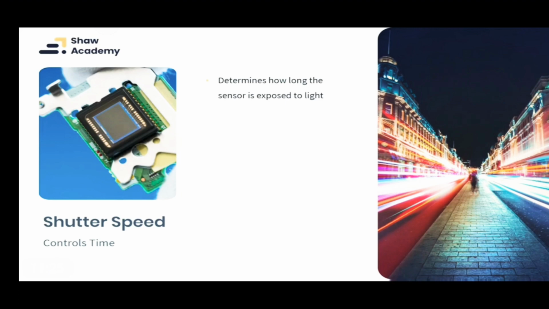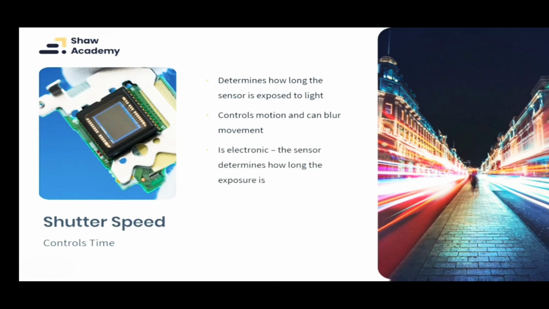In regular cameras, it usually has what's called a focal plane shutter in front of it, like a curtain that will move out of the way to allow light to reach the image sensor. But within our phones, because they're so much smaller, that's removed, and basically the sensor then just becomes active for the amount of time that is needed to expose the image. So it controls motion and it can blur movement. We can also use it to freeze motion as well if we want to capture these kind of sports photographs where everything is crystal clear and sharp.